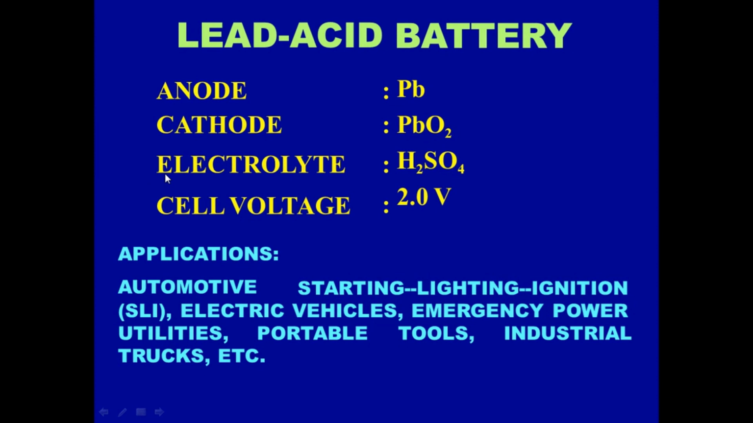Then the second one is electrolyte. Electrolyte in lead acid battery is diluted sulfuric acid. For this purpose, one part of concentrated sulfuric acid is mixed with three parts of distilled water.